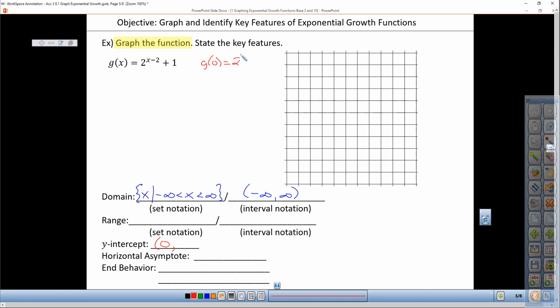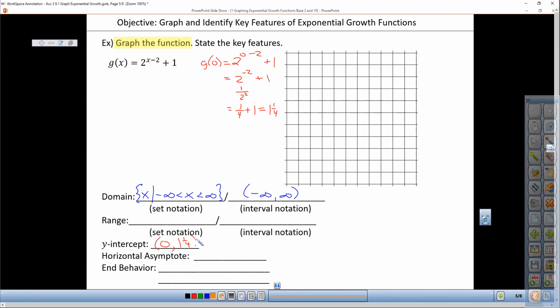Well, that would be 2 to the 0 minus 2, plus 1. So then our exponent here would be a negative 2. And remember, this does not mean a negative number. It means a reciprocal power. So this is 1 over 2 squared. That's 1/4. And 1/4 plus 1, when you have a fraction and a whole number, they're both the same sign. So here they're both positive. So that just becomes the mixed number, 1 and 1/4. And there's our y-intercept.